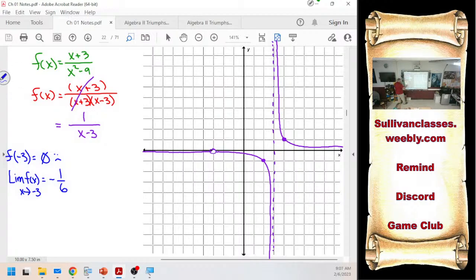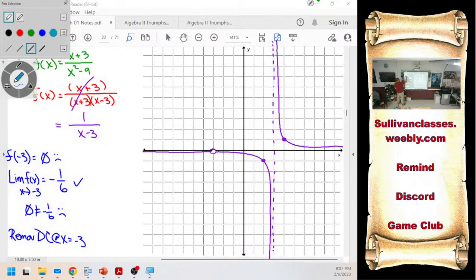I did the thing last I checked. Undefined does not equal negative 1/6. So it fails that one. And what type of discontinuity do we have at negative 3? I removed the factor. There's a hole. So I say there is removable discontinuity at x is negative 3.